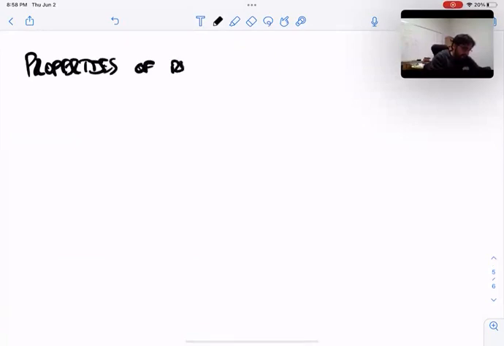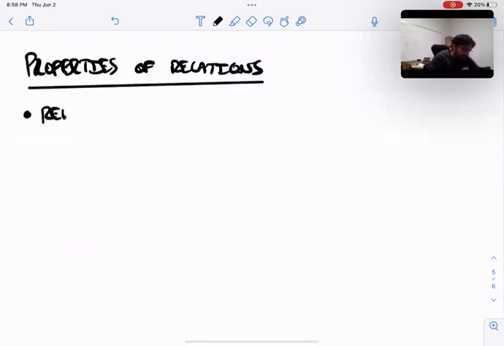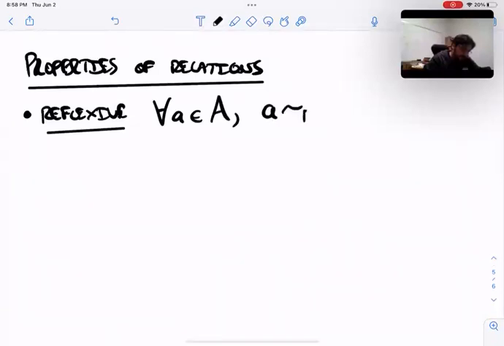In particular, there are some very famous, very important properties of relations. There is a property called the reflexive property. Reflexive means that for every A in our set, A relates to A. This is what it would mean for R to be reflexive, that every element relates to itself. So for example, divisibility is reflexive.